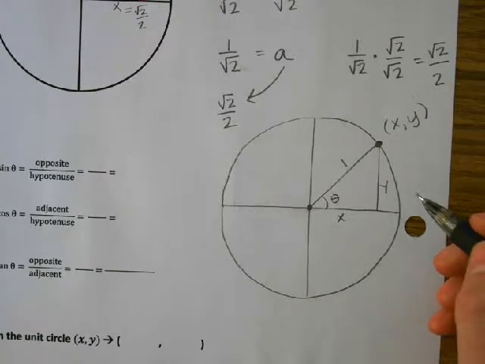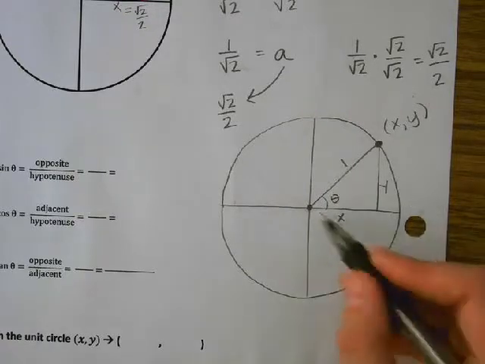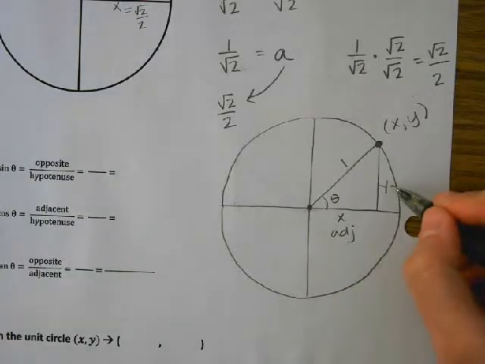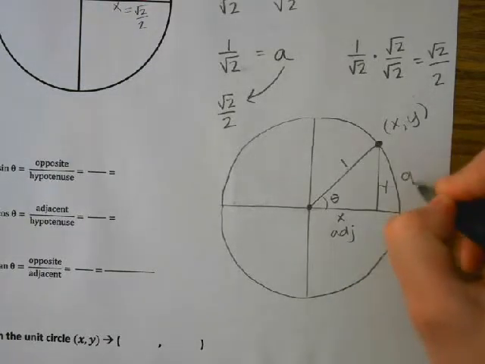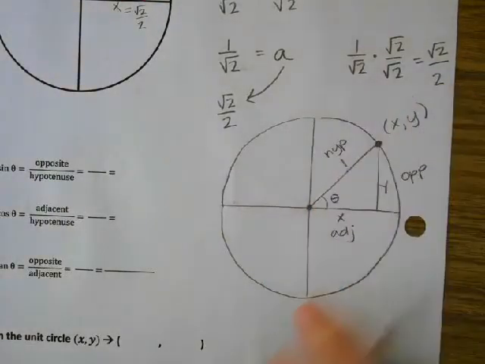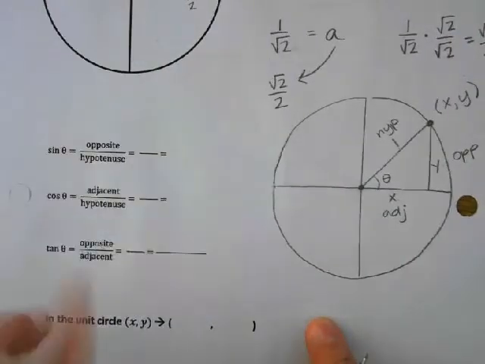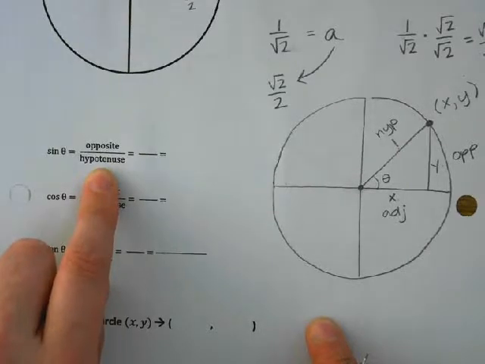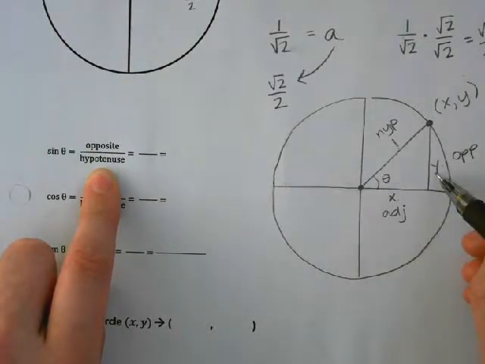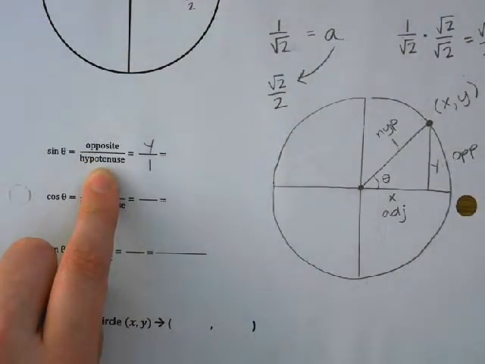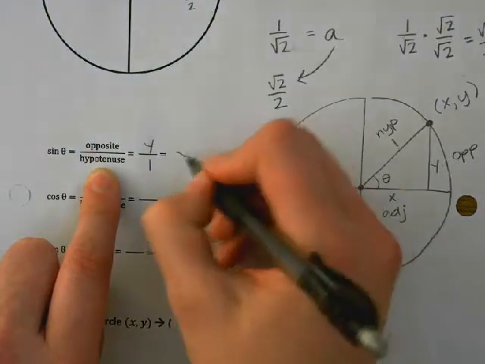So, what is the name of the x side? Adjacent. What is the name of the y side? Opposite. What is the name of the one side? Hypotenuse. Okay. So, sine is opposite over hypotenuse. Right. So, sine is y over 1. What is y divided by 1? Y.